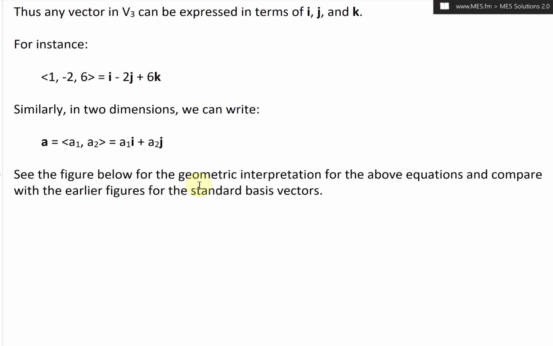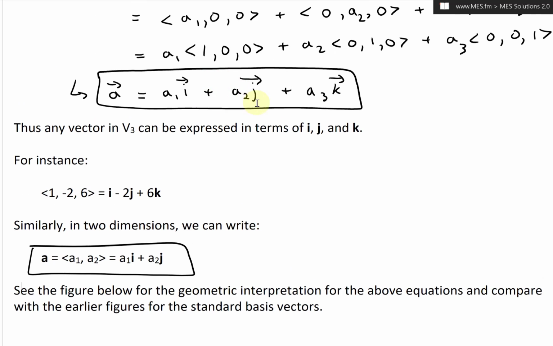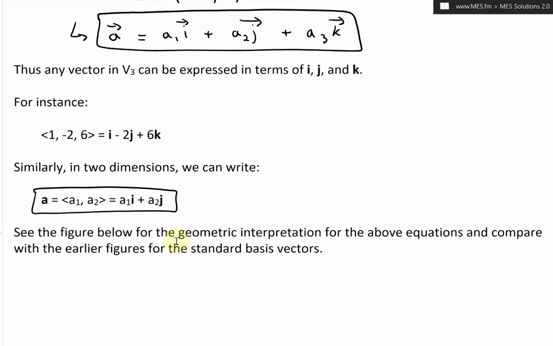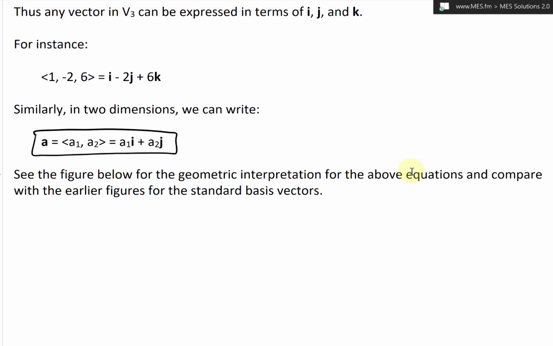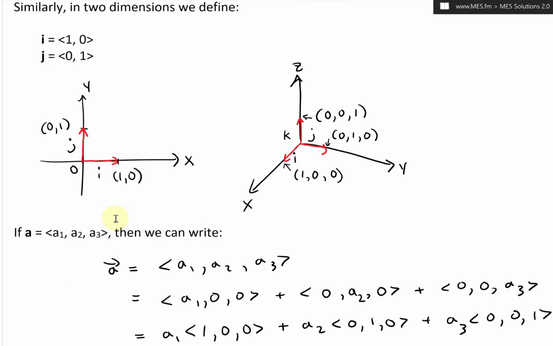And now see the figure below for the geometric interpretation of the above equations. This one here and this one here. I'll just keep this box. So we have this one 3D, this one 2D. Now we'll see the figure for the geometric interpretation and compare with the earlier figures for the standard basis vectors. We'll compare with these ones right here.